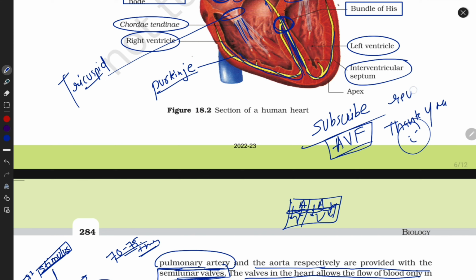Keep smiling, and revision is most important. Your NEET examination is coming. Thank you.